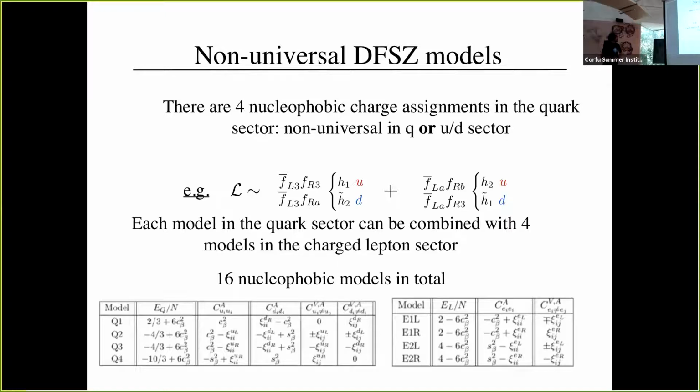Well, I don't have much time to go through all of it, but basically, this E over N is the electromagnetic anomaly coefficient from quark sector and lepton sector. So we should take the sum when evaluating, for example, the axion photon coupling, and then the resulting prospects for IAXO and so on.